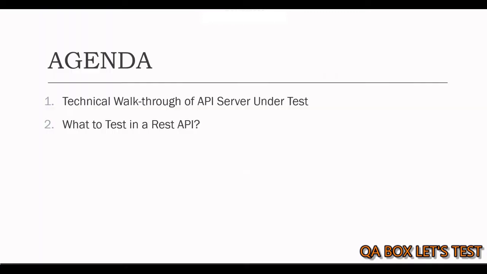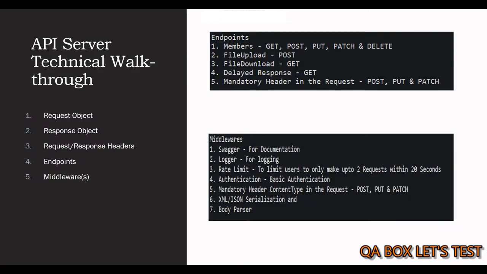So the agenda of this video is on the screen. Number 1, a technical walkthrough of the API server under test. And number 2, what to test in a REST API. Now, these two topics are kind of interrelated. So, before we get started, I assume you have already watched part 1 of the series, since in there I have shown how to set up the API server.